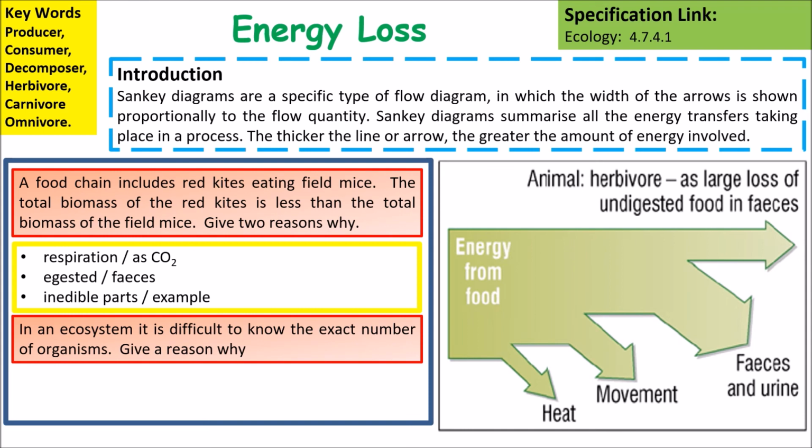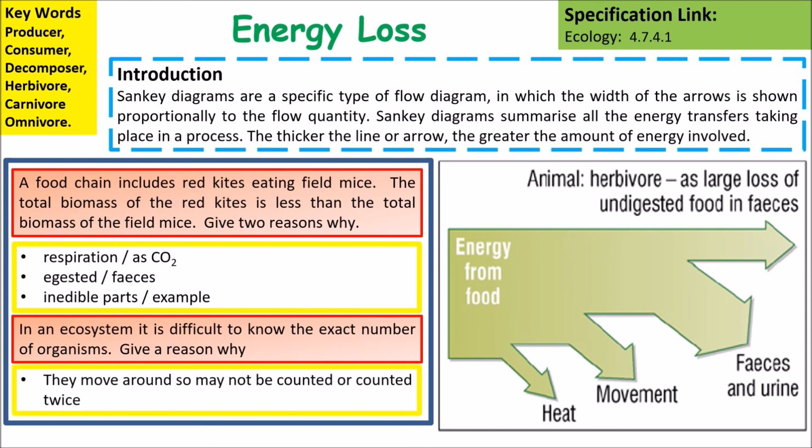In an ecosystem, it is difficult to know the exact number of organisms. If we're looking for a reason why, it's because organisms quite often, if they're animals, will move around, so either won't be counted or could potentially be counted more than once.